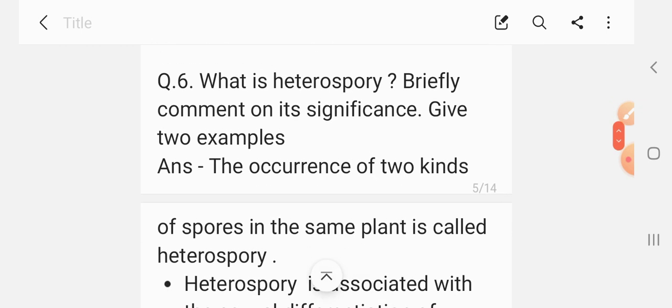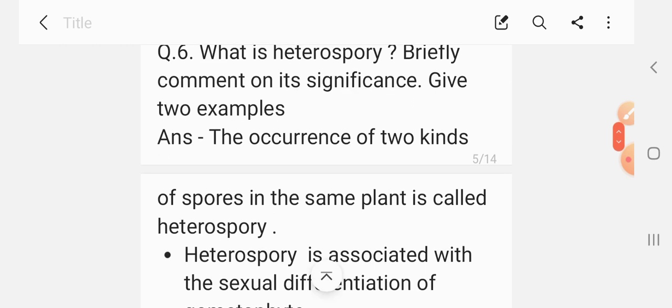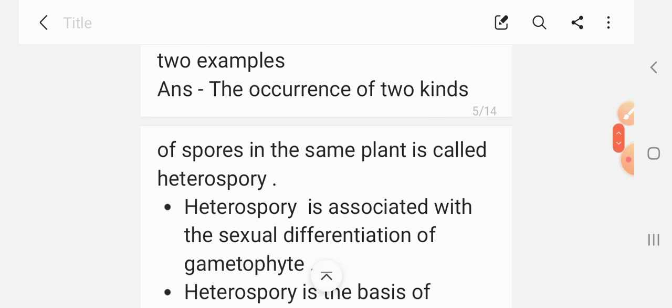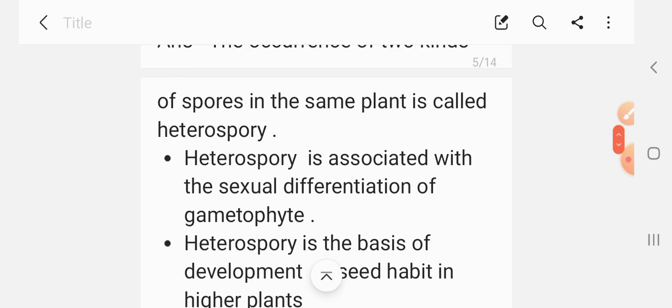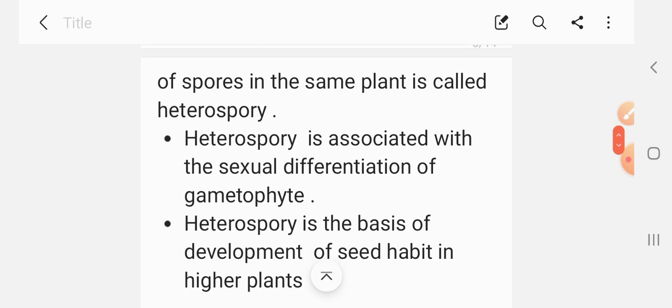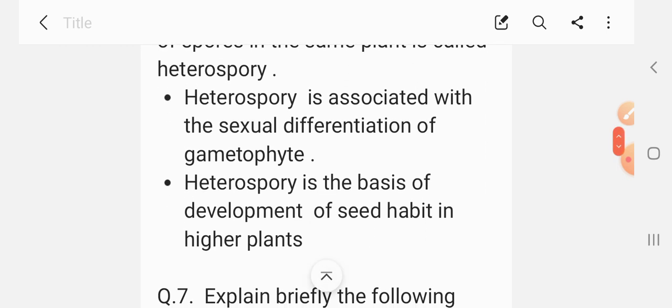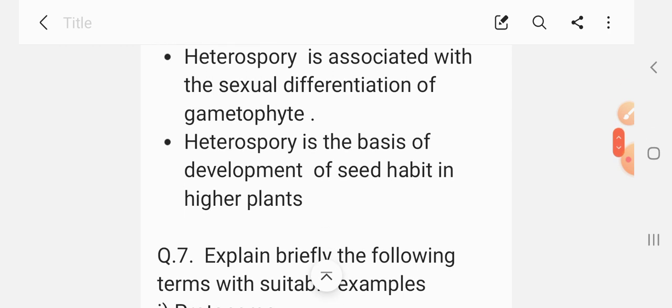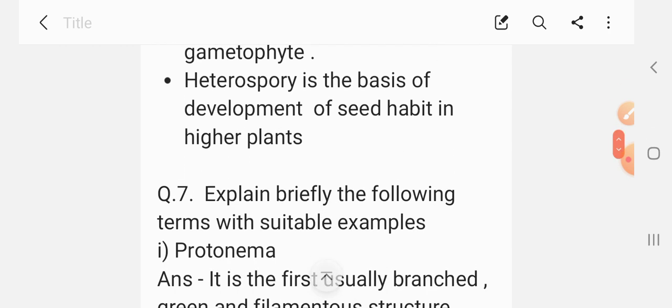Question number 6. What is heterospory? Briefly comment on its significance. Give examples. Answer. The occurrence of two kinds of spores in the same plant is called heterospory. Heterospory is associated with the sexual differentiation of gametophyte. Heterospory is the basis of development of seed habit in higher plants.